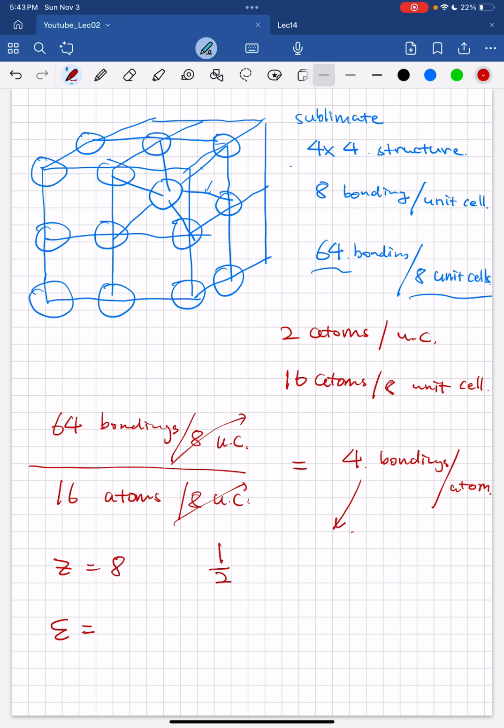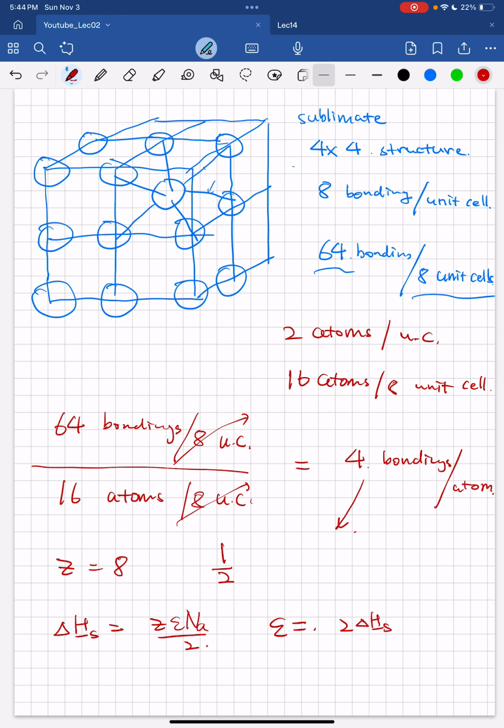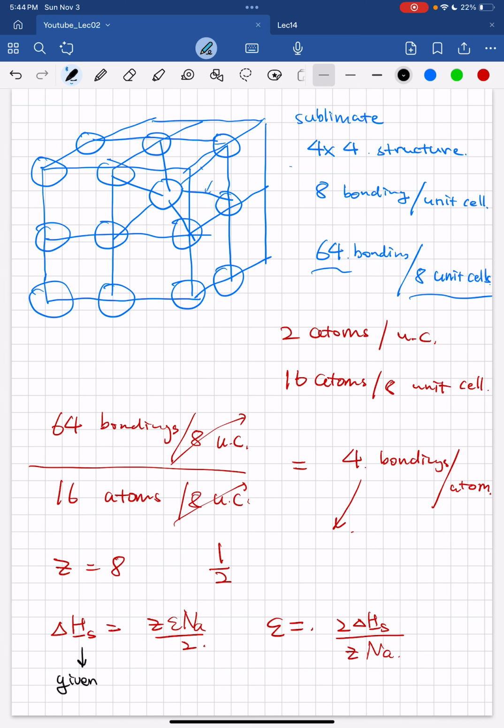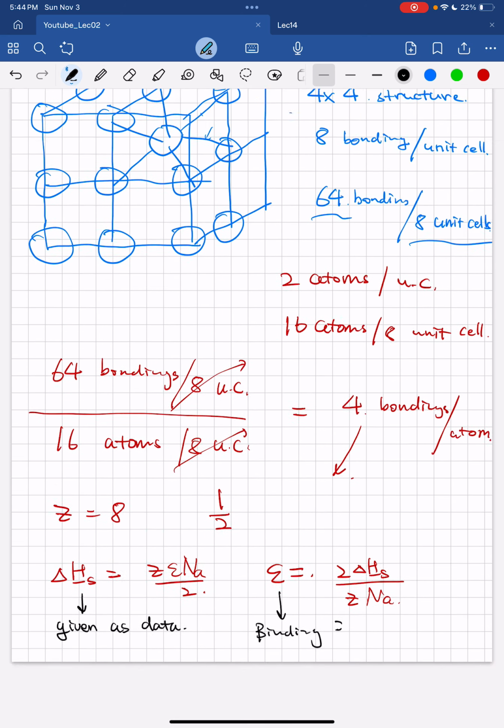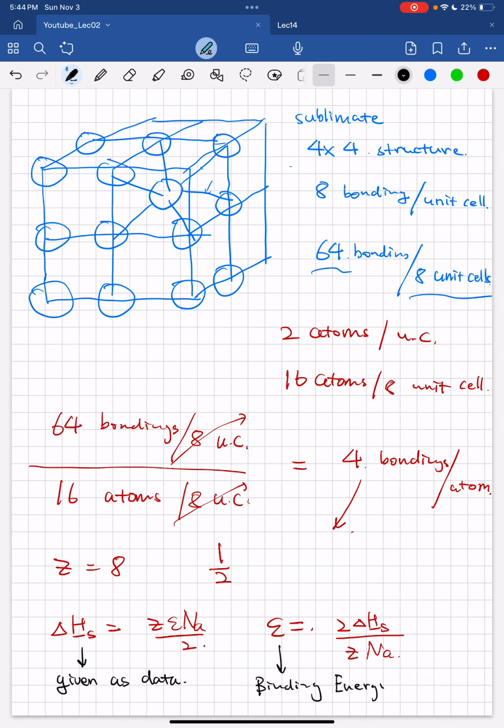So sublimation energy HS equals Z epsilon Na divided by 2. Then epsilon will be equal to 2 HS over Z Na. For almost all solids, this is given as data. So this is how you calculate how much energy you need to cut one bonding. That is the binding energy. You just Google this HS online, then you can get this, right?